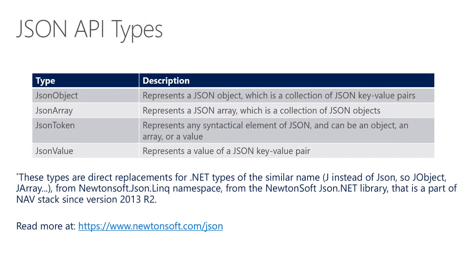The JSON API types are these four: the object, array, token, and value. And these are direct replacements for the .NET types of the similar name that you can read about in the newtonsoft.com link at the bottom of your screen.